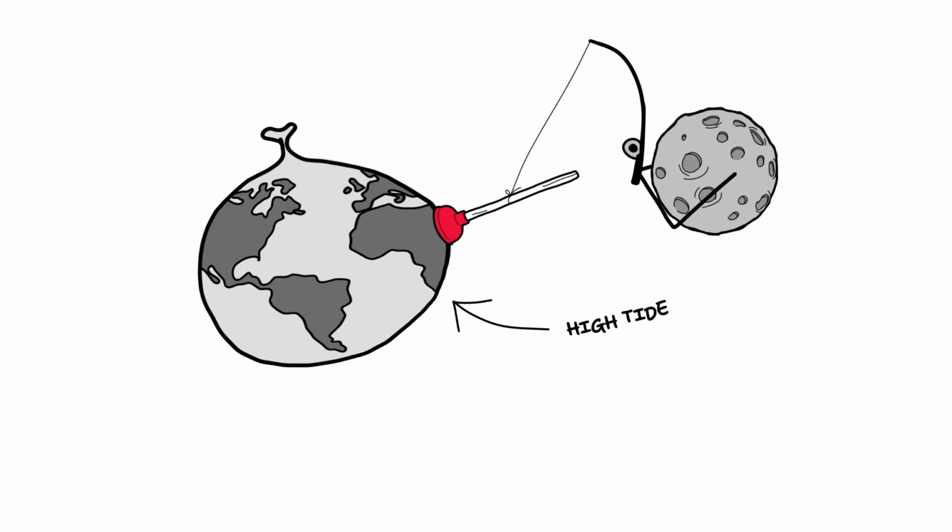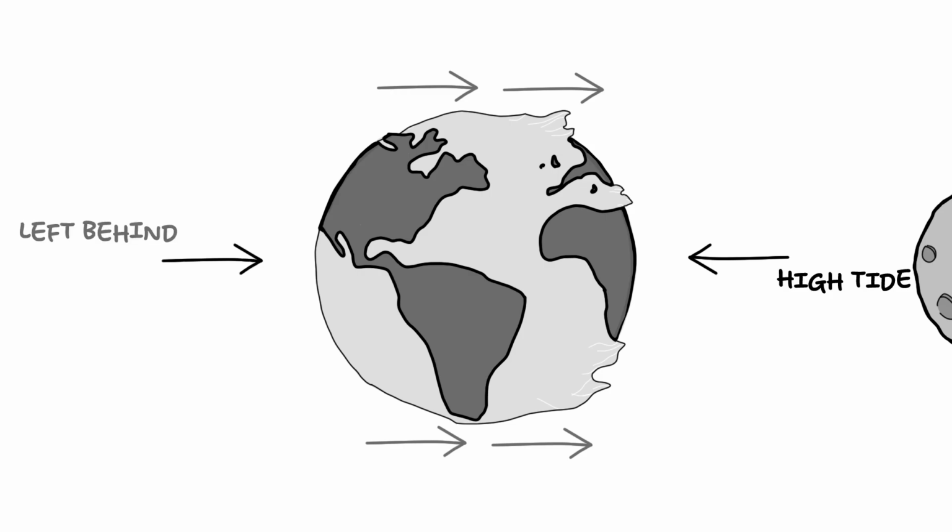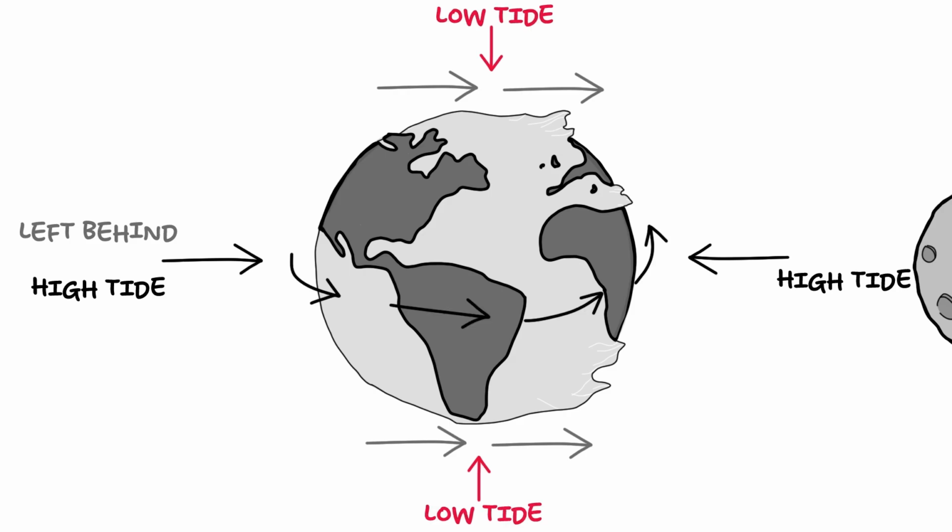Interestingly, there's also a bulge on the opposite side of the Earth, away from the moon. This happens because as the Earth is pulled toward the moon, the water on the far side gets left behind, creating another high tide. In between these two bulges, the water level is lower, which is what we call low tide. Since the Earth rotates, the tides are always moving.